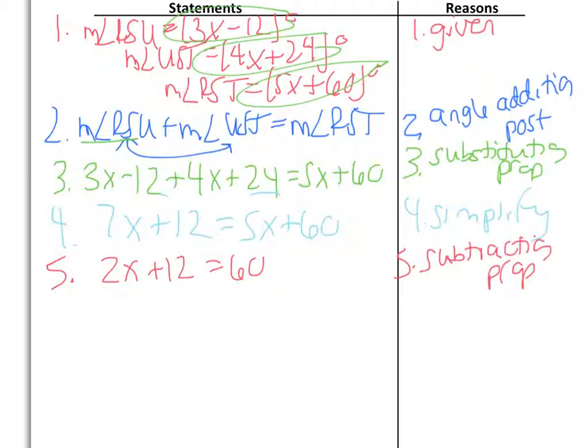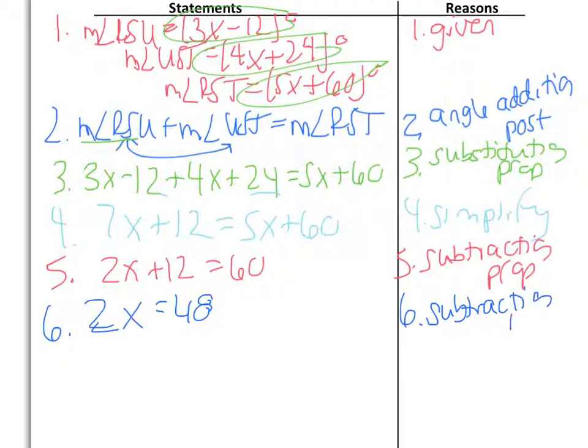Okay, next step. I'm going to subtract my 12 over. Like I said, you might have already done that. So, subtraction prop again. Remember, the only thing you can do one more at a time would be simplify. You cannot subtract two things at a time. And the last step here would be division to get our x.